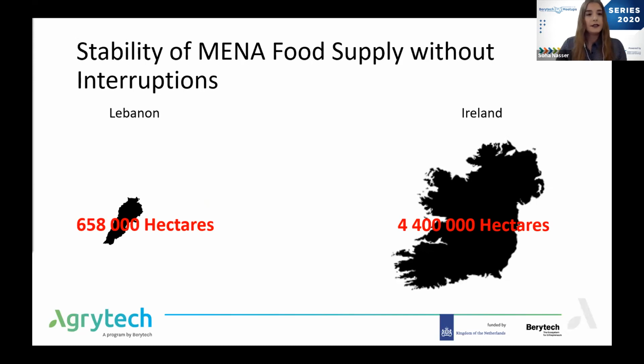We have nearly 660,000 hectares of agricultural area. And just for comparison, Ireland has 4.4 million hectares of agricultural area and is the second most food secure country in the world in 2019 after Singapore.